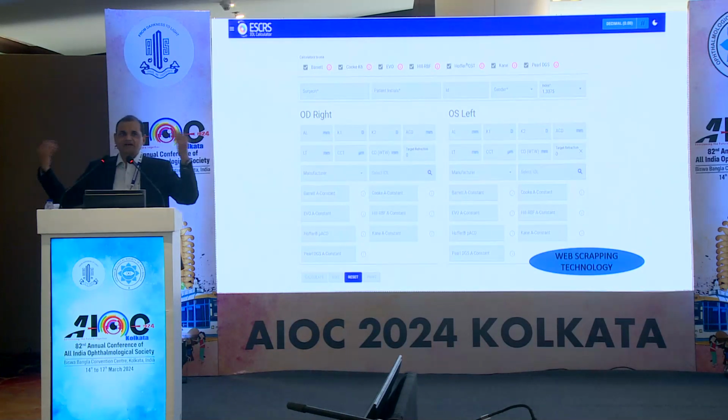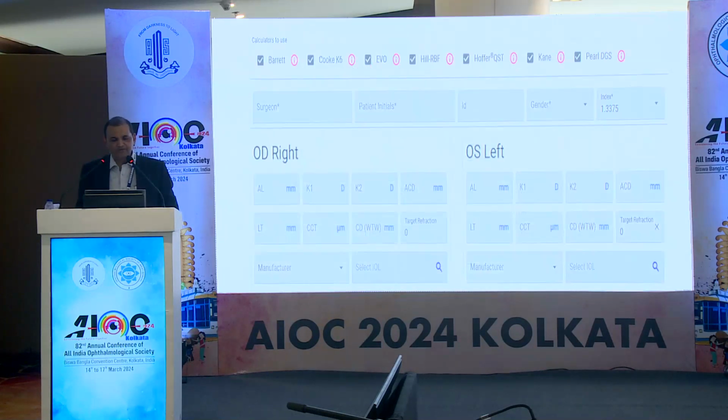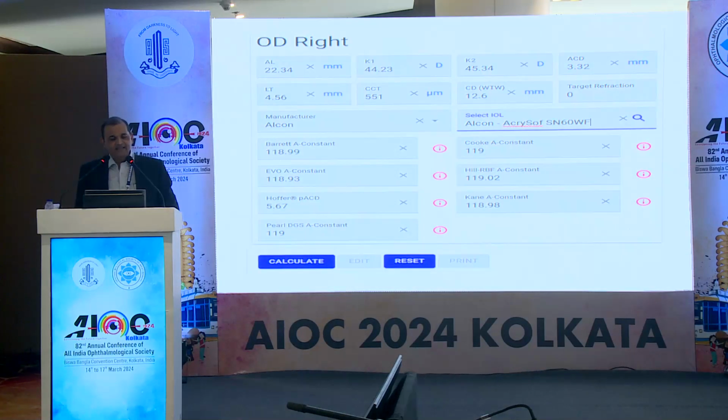So ESCRS has come to our help here. There is a website, the ESCRS IOL calculator. You put all your data on this calculator, and they will give you each and every individual formula's results. That is known as web scraping technology. They go to each and every individual formula available on the web and give you results accordingly. Another good part is that you can even use your own constant for a particular formula. So that is a very good part of this. This is the way it gives the results.